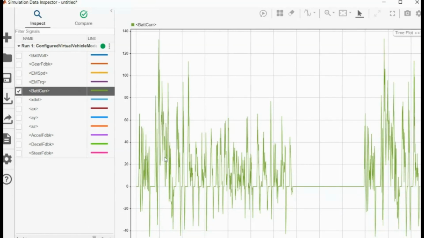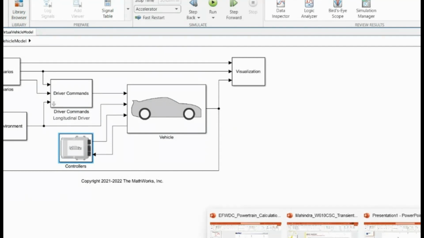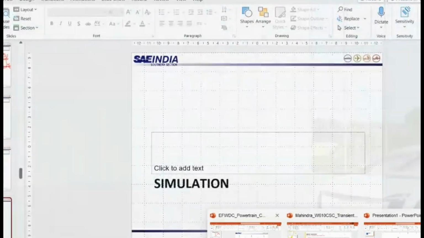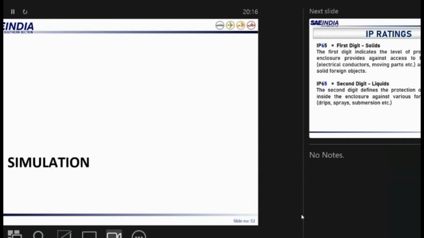So the dynamics of the calculation that we did, if you get a chance, I suggest you use any simulation tool, or there are Excel templates also available on the internet, so you can use that to do this dynamics calculation as well. Yeah, so this is quickly about simulation.